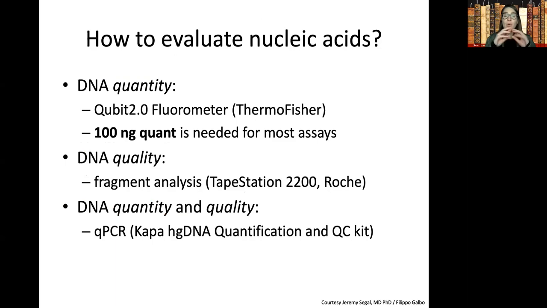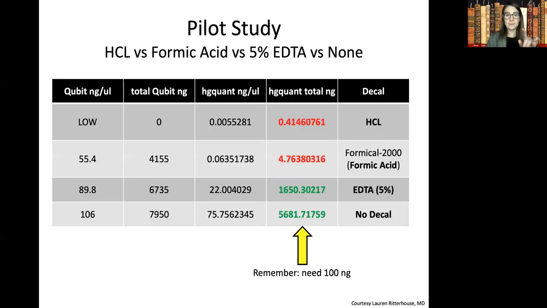So we can look at DNA quantity. In our lab, we need about 100 nanograms quantity for most of our molecular assays. You can look at DNA quality by sort of fragmentation. And you can look at both DNA quantity and quality. I'm not a molecular pathologist, so I had the help of some of my friends to do these tests. We're going to focus on the DNA quantity in these cases. So we did a pilot study of regular HCl hydrochloric acid versus formic acid, specifically the Formical 2000 commercial brand, versus a gentle, very low percentage, 5% EDTA versus no decal.